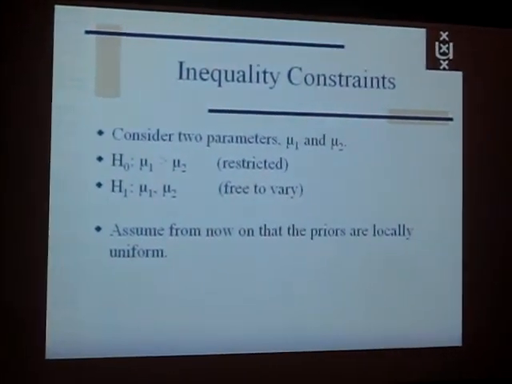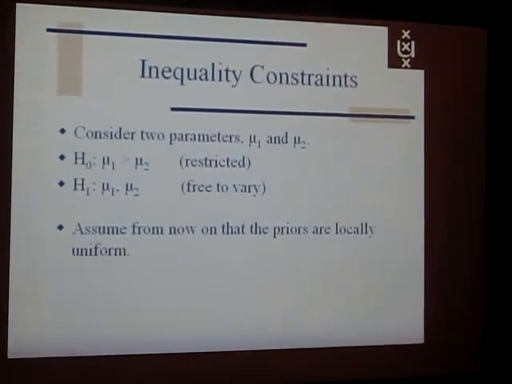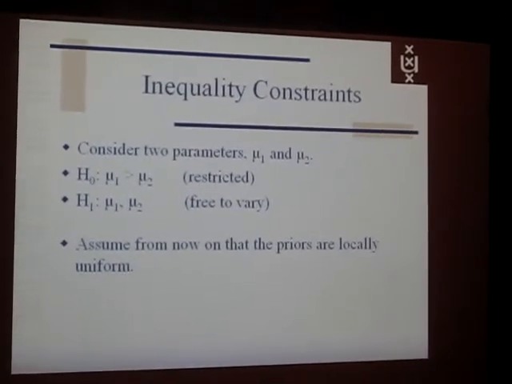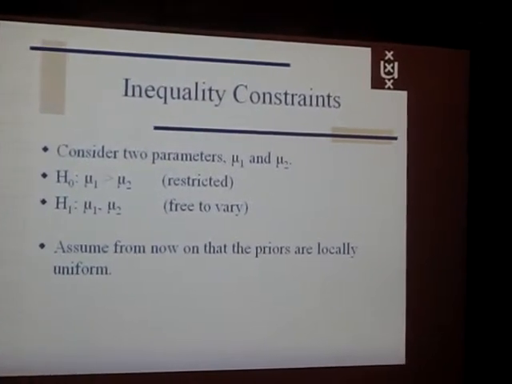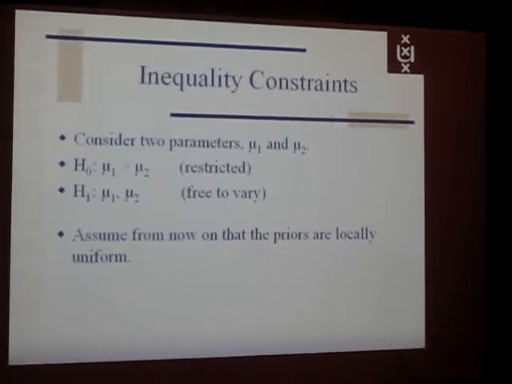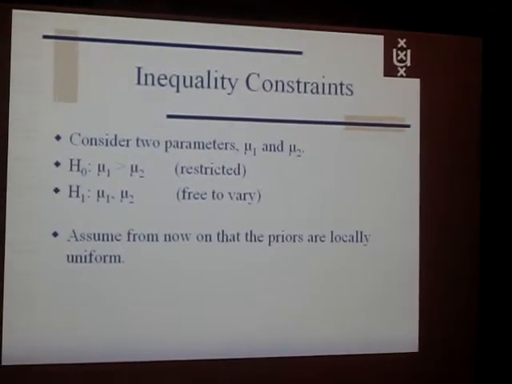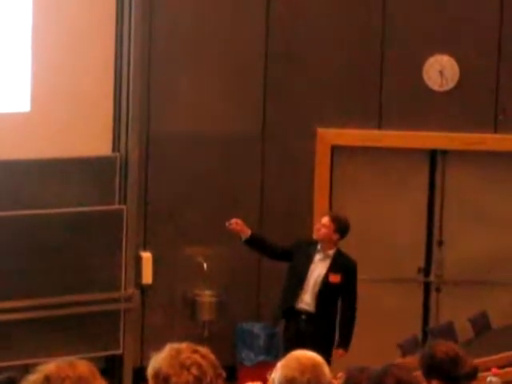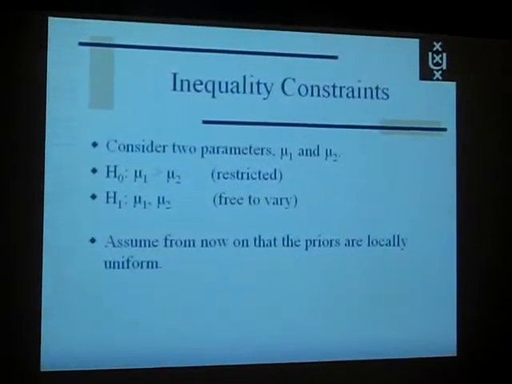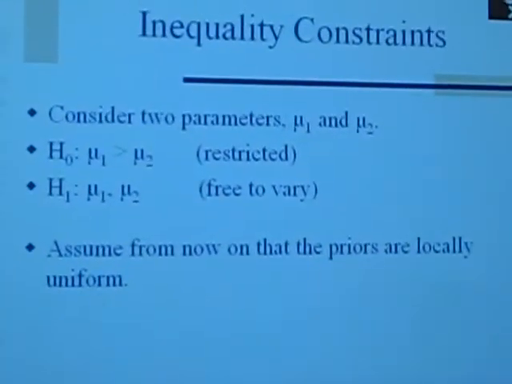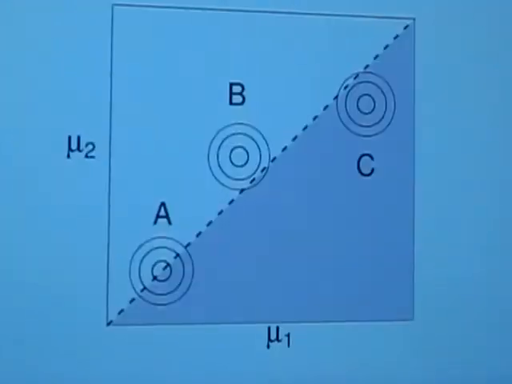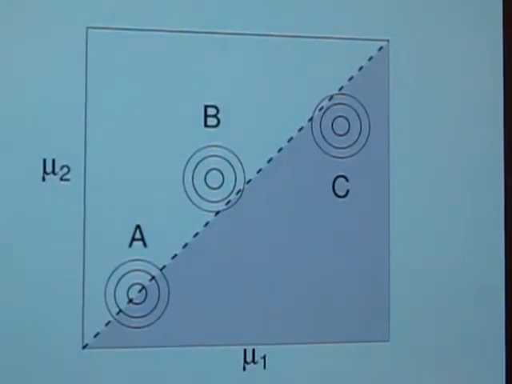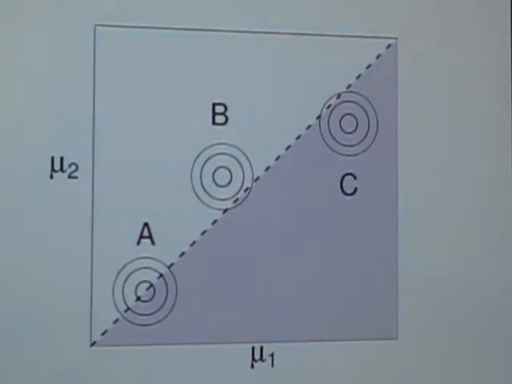First, the inequality constraints. So very simple examples. We have 2 parameters, say mu1 and mu2. In the alternative hypothesis here, these parameters mu1 and mu2 are free to vary, but here we have a restricted version in which mu1 is greater than mu2. So I'm going to show you pictures like this, and we assume here that the prior on these parameters is locally uniform.